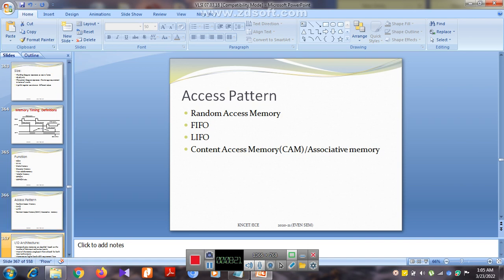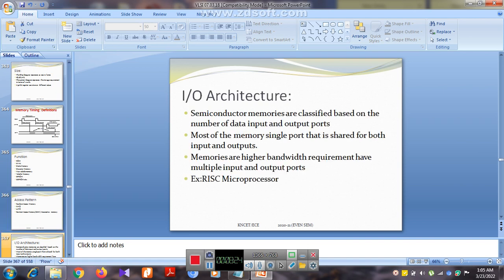And the next parameter, input-output architecture. Semiconductor memories are classified based on the number of data input and output ports. Most memories are single port, shared for both input and output. Memories with higher bandwidth requirements have multiple input and output ports. An example of this is the RISC microprocessor. RISC stands for reduced instruction set computing.